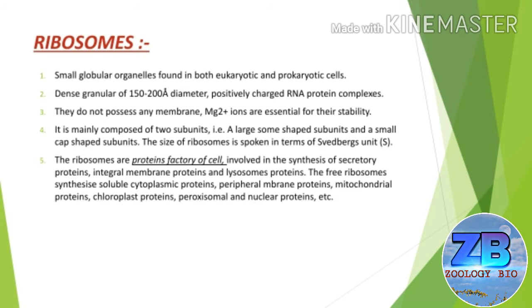The structure. Ribosomes are composed of two subunits, that is a large dome-shaped subunit and a small cup-shaped subunit. The assemblage of these two units depends on a specific concentration of magnesium ion. Any variation in its concentration causes their disassembly. The size of ribosomes is spoken in terms of the Svedberg unit. It is the speed with which they sediment during ultracentrifugation of a cell. The summary of characteristics of various ribosomal types.